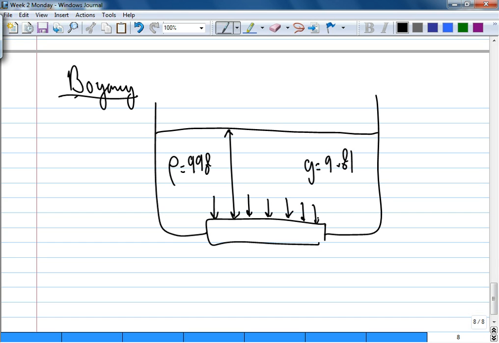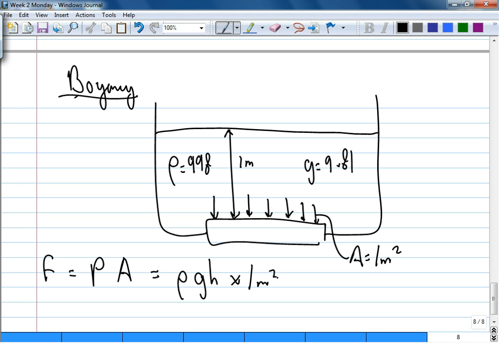First, we'll come to balance here, but first we calculate force, which is equal to pressure times area, isn't it? What's the pressure? It depends on height, isn't it? Let's say 1 meter. So I'll say pressure is rho GH, times area, let's say area A is 1 meter square, times 1 meter square. Correct or not?